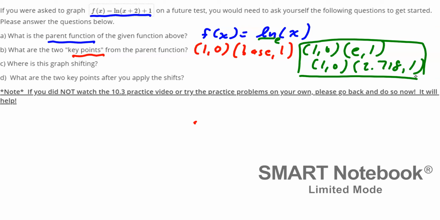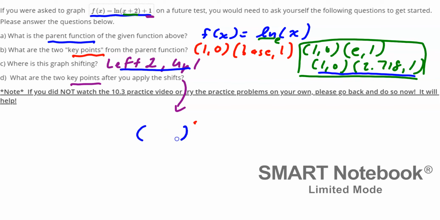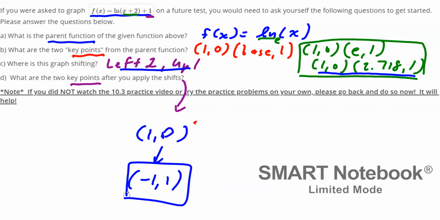Where is the graph shifting? Well, a lot of you got this right. You looked at the x plus 2, and you said that means I'm going to the left 2 units. Then you saw the plus 1 and said up 1 unit. Both were correct. Part D, what are the two key points after you apply the shifts? Well, if these are my two key points originally, I'm going to apply this. So if I'm going from (1, 0), my shifts would be left 2 would end up at -1, and up 1 would be at +1. So this was one of your coordinates.